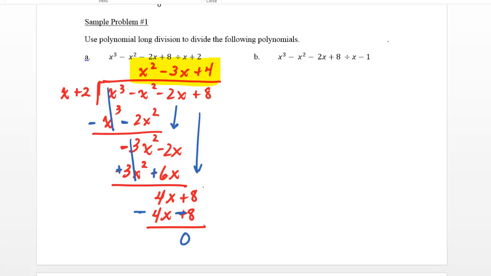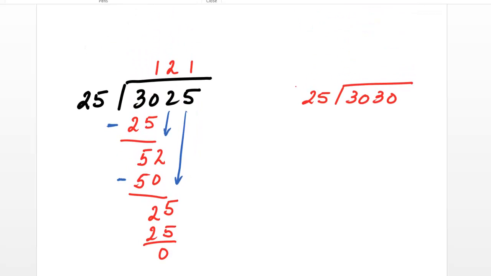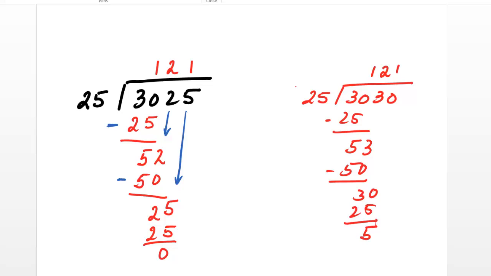Let's take a look at one more here. If I come back over here and I do long division with numbers, again, I'm going to go through the same process that I went through before. So I'm going to say 25 goes into 30 one time. I'm going to subtract that. I'm going to drop down the 3. I know it's going to go in 2 times. So this is going to be 50. I'll subtract this, drop down the 0. And I know that's going to go in 1 time. But this time I'm going to have a remainder of 5.